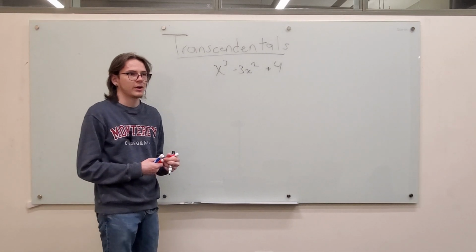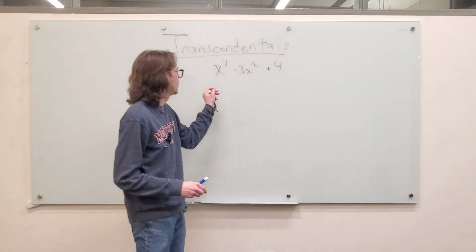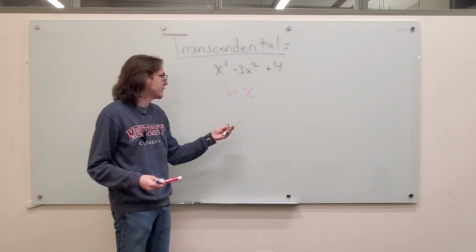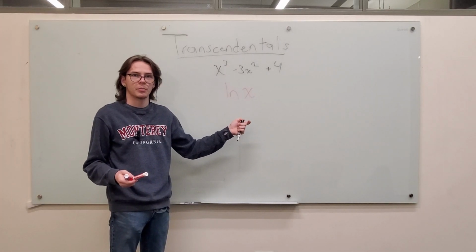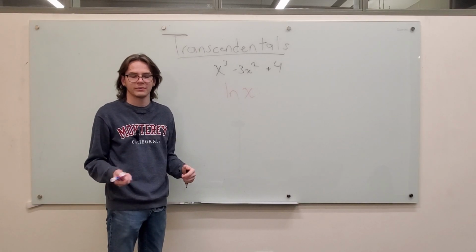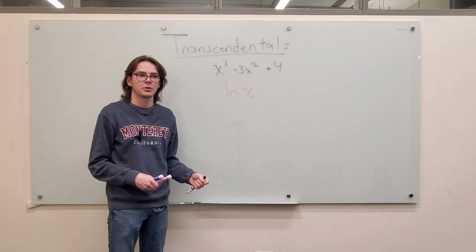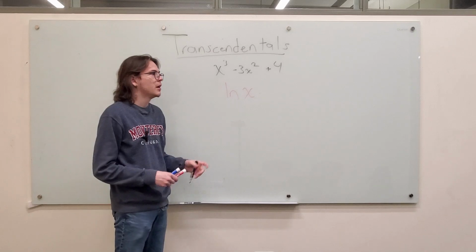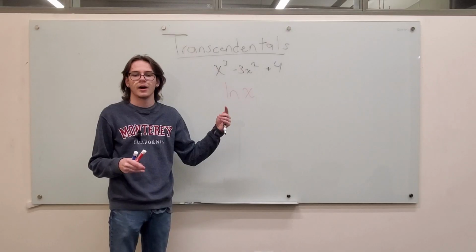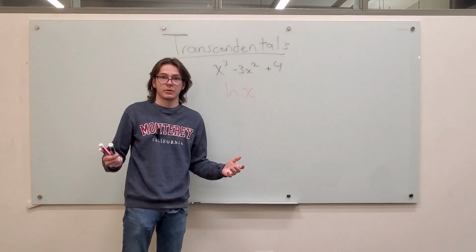An example of a transcendental function would be something like the natural log of x. This is something that cannot be described using a finite number of polynomial terms. If you're in Calculus 2, then you probably know about infinite series, and you can describe this and other non-polynomial functions with infinite series. But with a finite number of polynomial terms, these can never be fully accurately described. So let's talk about these transcendentals.